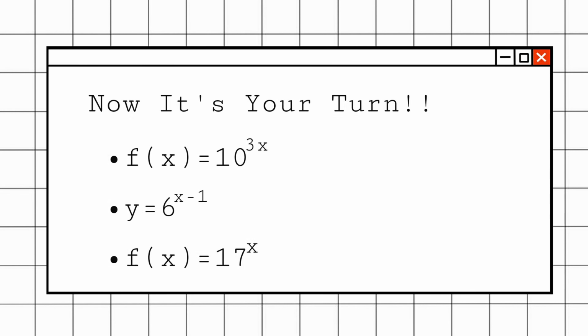Great! We've mastered functions, exponential functions, and how to graph them. Now, are you up for a challenge? Here are 3 exponential functions. Let's see if you can graph them. Are you ready? Give it a shot!